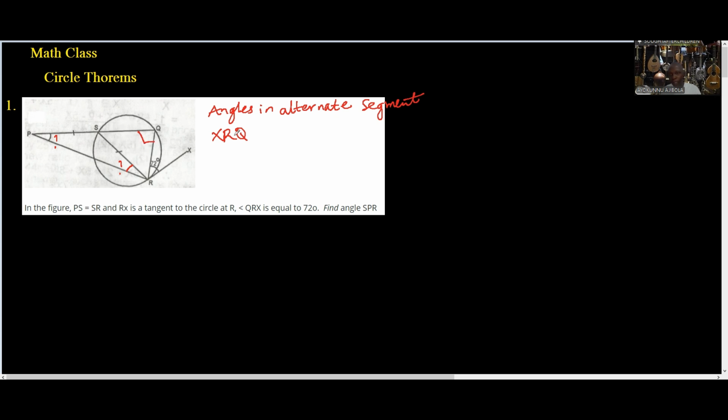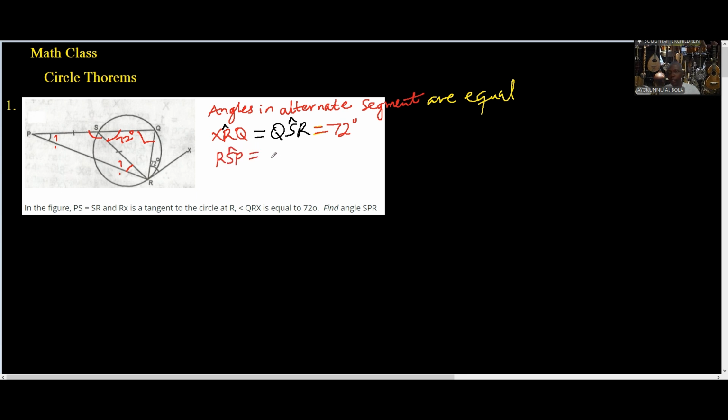So this angle XRQ, which is angle R, will be equal to angle QSR. So angles in alternate segment are equal. That is the only condition for this to be 72. Okay, is that clear? Yes, sir. Then you can now proceed and say, okay, because this is 72, you want to find the angle RSP.